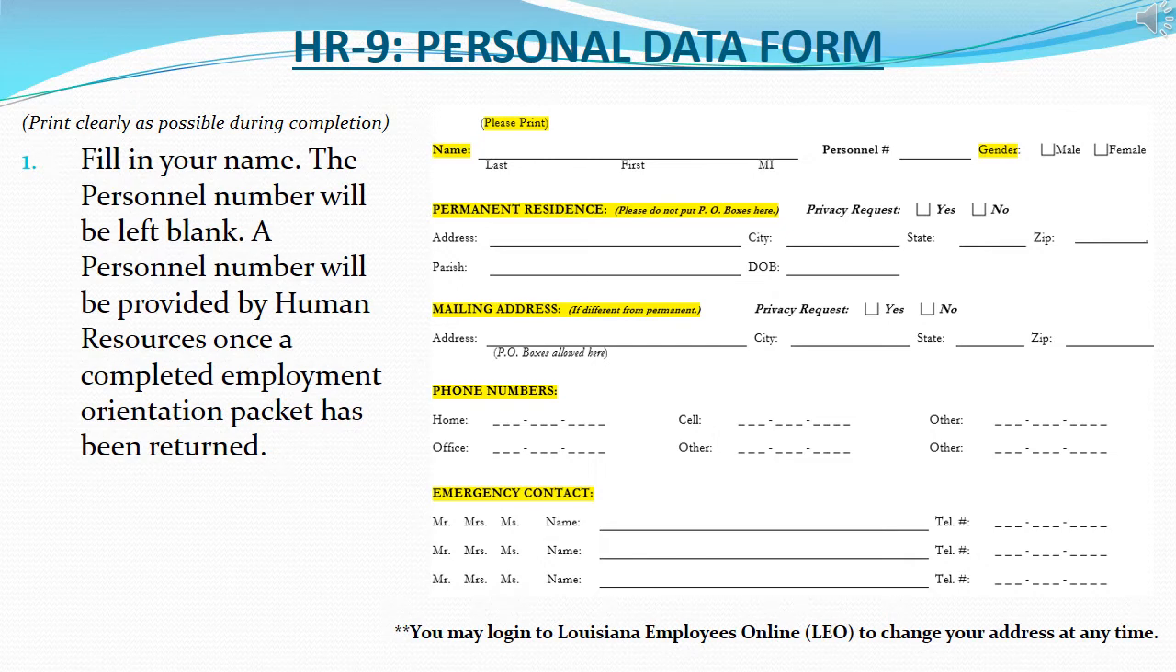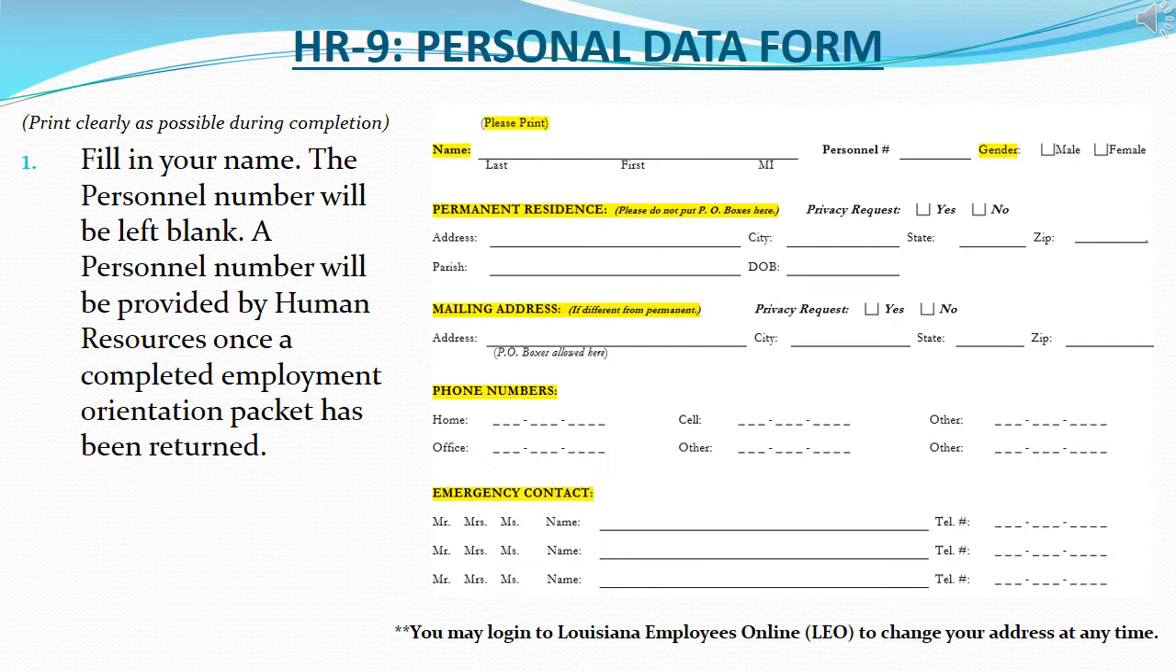Fill in your name. The personnel number will be left blank. A personnel number will be provided by Human Resources once a completed employment orientation packet has been returned. Former state employees may or may not have their previous personnel number reactivated, depending on circumstances.